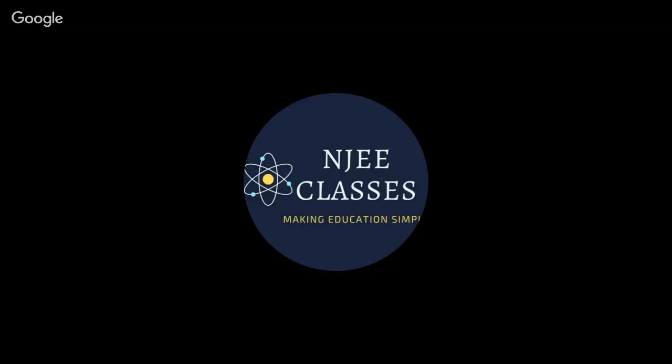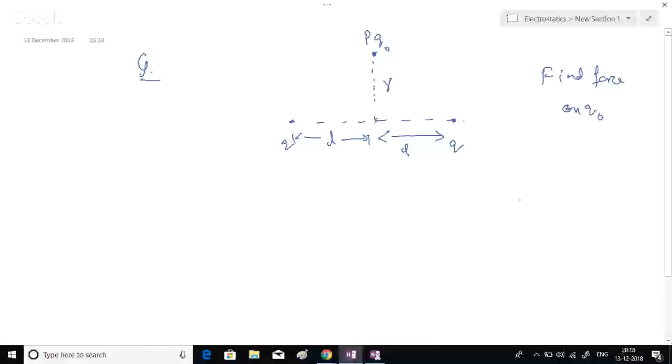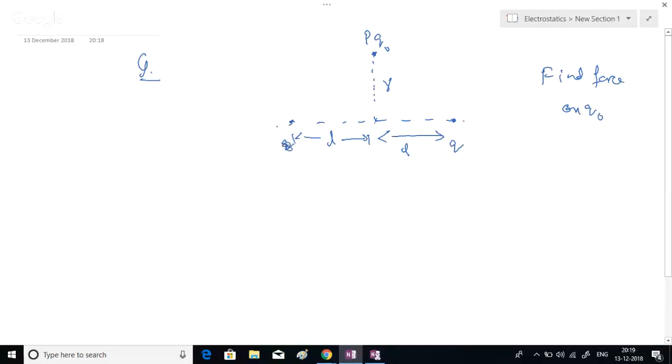Charges q and q, equal charges, are placed at two points, and the distance is L, and this is also L. The screen was stuck, but now it is back. These two charges are q and q, and this charge is q naught. You have to find the force on the charge q naught. This distance is r, and the other two distances are L.